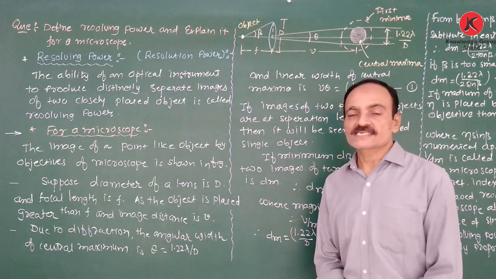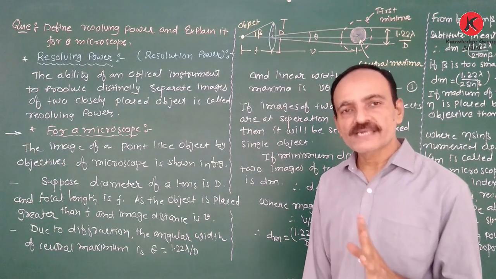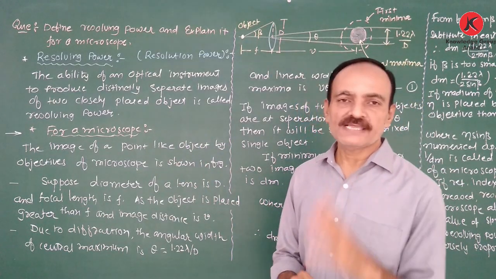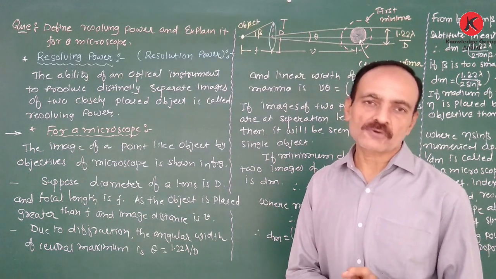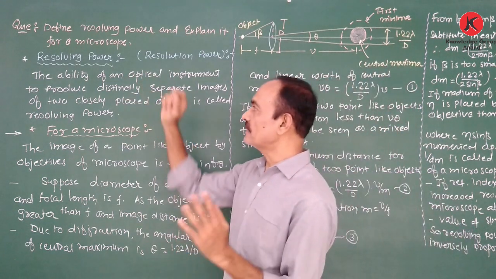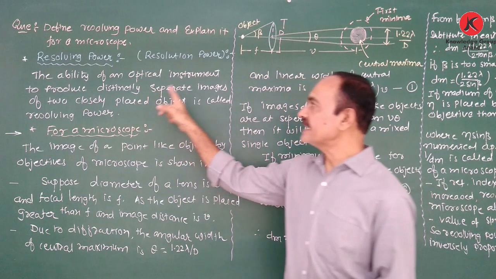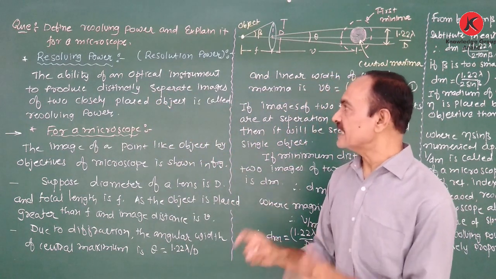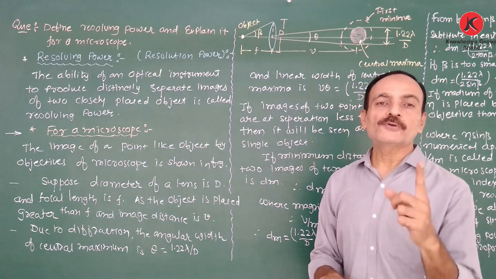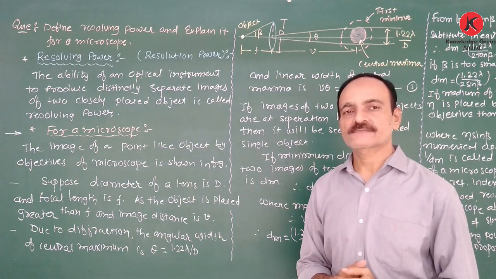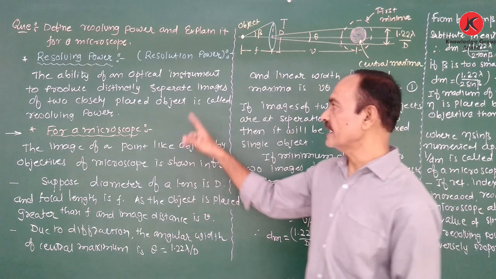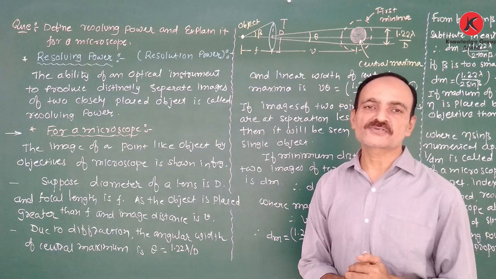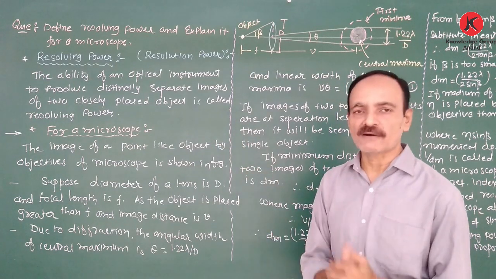Now, after the discussion about the resolving power of a telescope, we define the resolving power and also explain the resolving power of a microscope. What is the definition of resolving power? The ability of an optical instrument to produce distinct and separate images of two closely placed objects is known as the resolving power of an optical instrument.